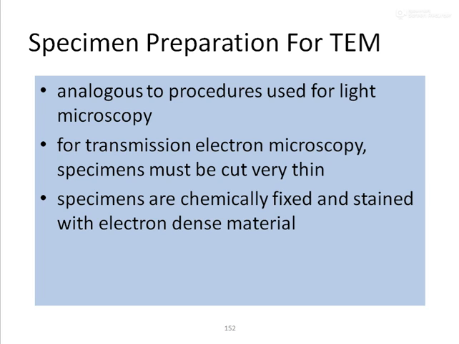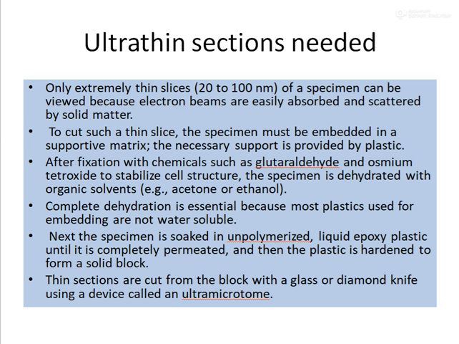Once they have been thinly sliced, the specimens are further chemically fixed, and then stained with electron dense materials. So how do we make ultra thin sections? Usually extremely thin slices of about 20 to 100 nanometers of a specimen are viewed, because the electron beams are easily absorbed and scattered by solid matter. And so, in order to slice the specimen into a thin slice, the specimen is embedded in a supportive matrix. Sometimes it is made up of plastic.